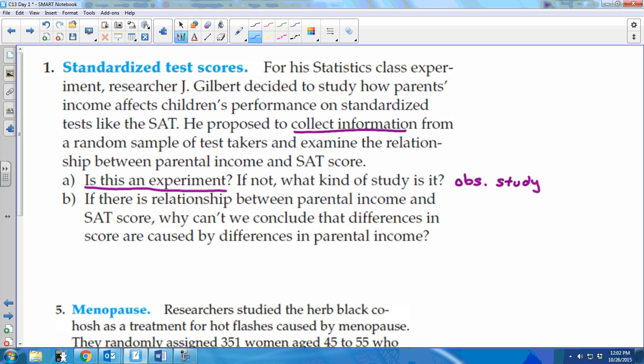If there is a relationship between parental income and SAT score, why can't we conclude that differences in score are caused by differences in parental income? So far in this class, we can't ever show cause and effect relationships, right? Never. The only way you can get close is through an experiment. Because through an experiment, you're directly manipulating what's happening, and so you can hopefully control all the other variables, except for the ones you're testing, and then you can show that one variable causes the other variable.